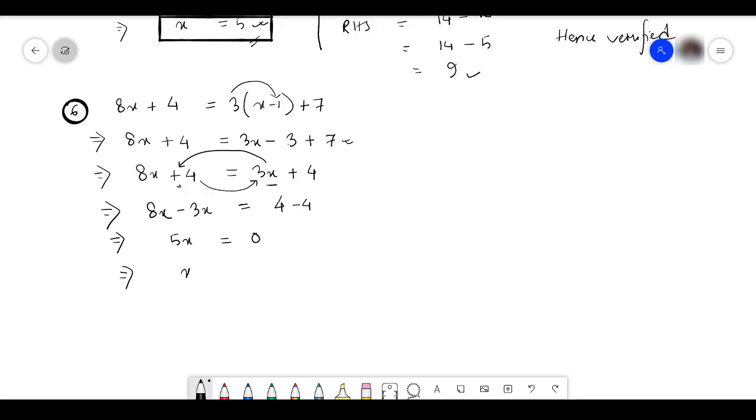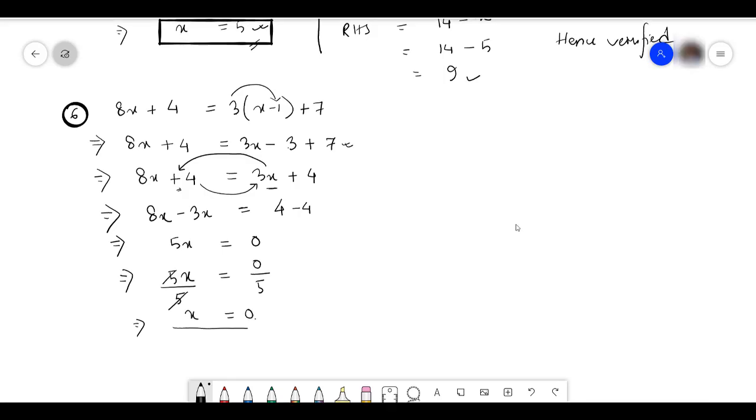Now for getting value of x, we have to divide both the sides by 5. And I get the value 0 by 5. 5 got cancelled. x is equal to 0. So this is the value.